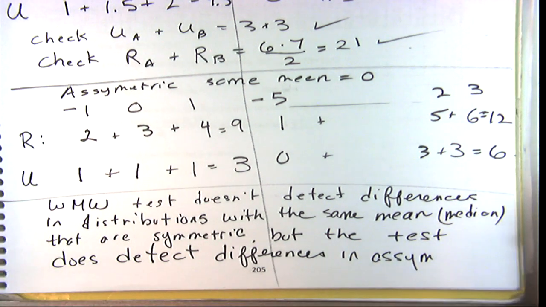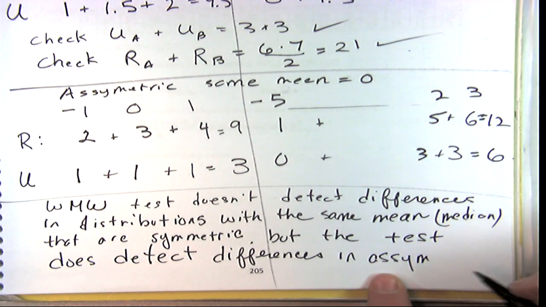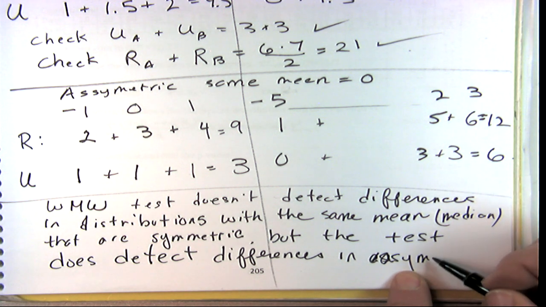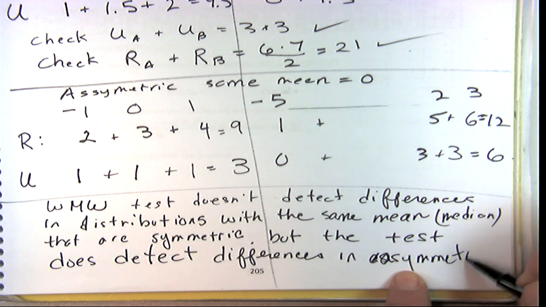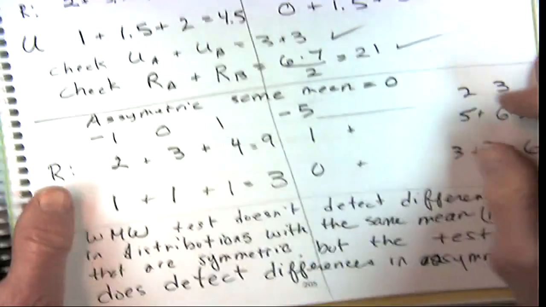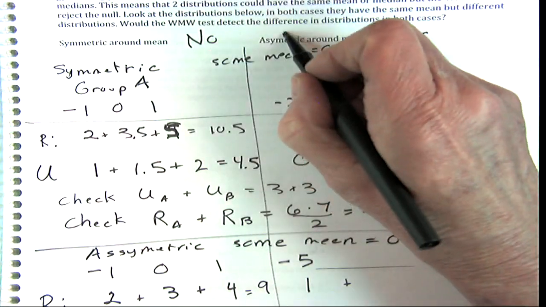Oops, I spelled that wrong. That says asymmetric. I know, it sounds like a dirty word. It's asymmetric, right? I spelled it wrong up here too. Put another M in here, jeez.